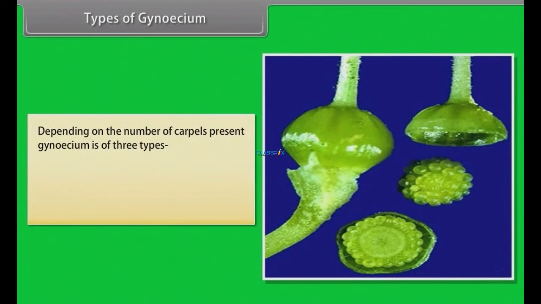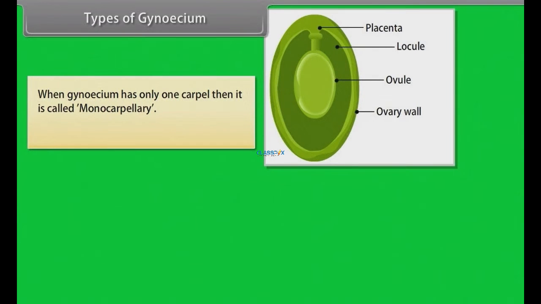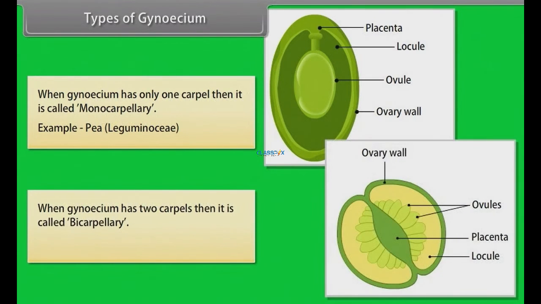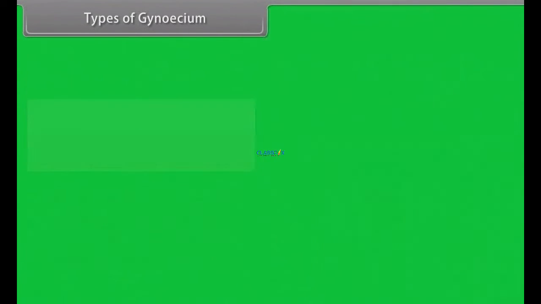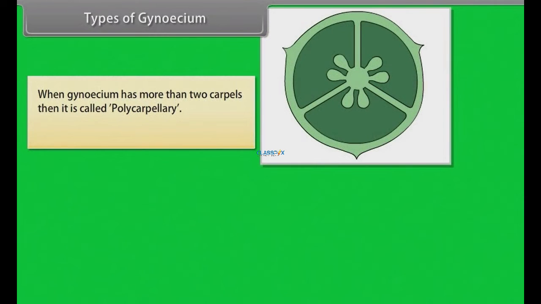Types of gynoecium. Depending on the number of carpels present, gynoecium is of three types: monocarpellary, bicarpellary, polycarpellary. When gynoecium has only one carpel, it is called monocarpellary. Example: pea, Leguminosae. When gynoecium has two carpels, it is called bicarpellary. Example: Solanaceae, Cruciferae. When gynoecium has more than two carpels, it is called polycarpellary.